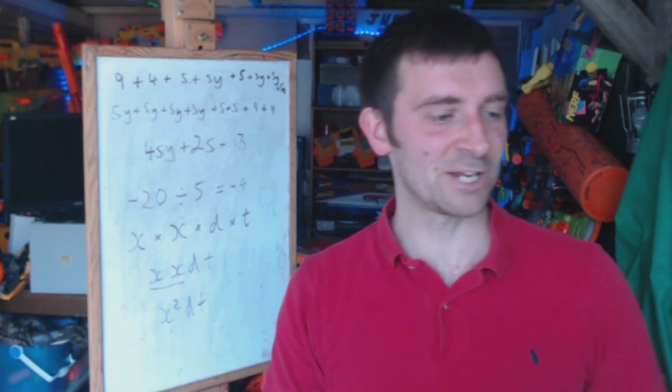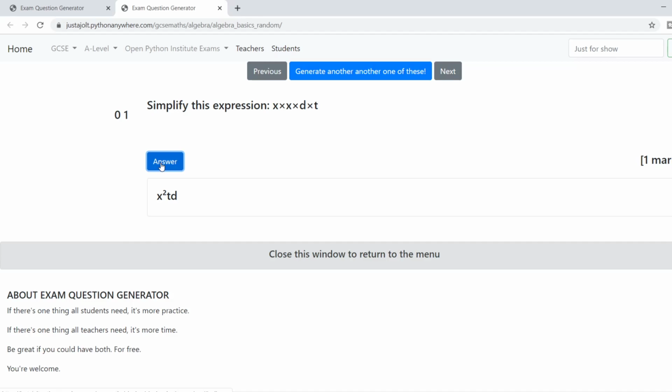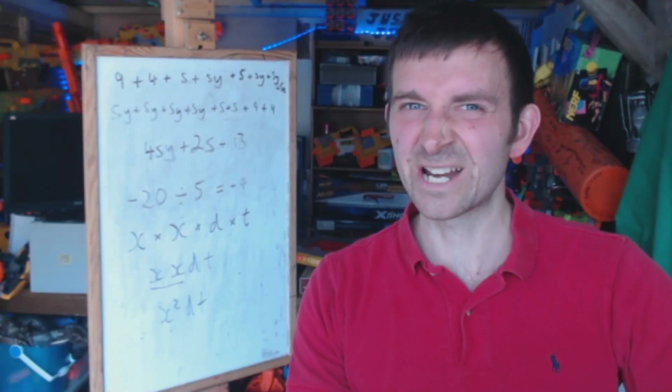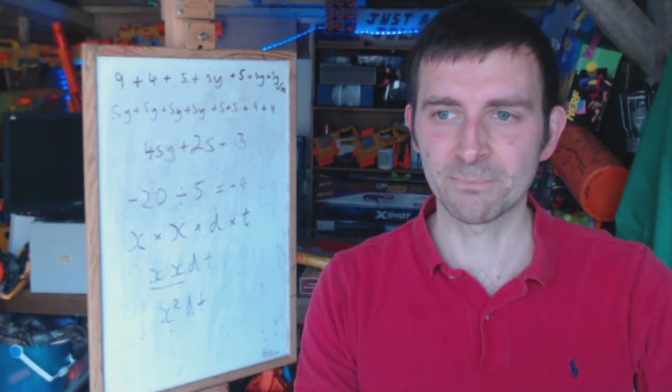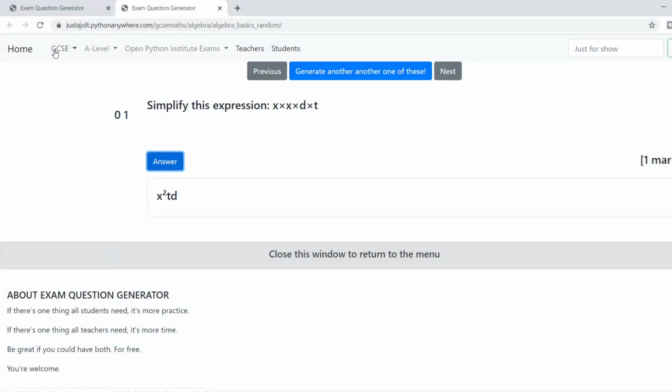It really wouldn't matter. Let's just go back and check our answer. d squared td is what they've given us, and that's exactly the same as what we've got. The exact order of them really isn't that important. Okay, so let's go ahead and go for another one.